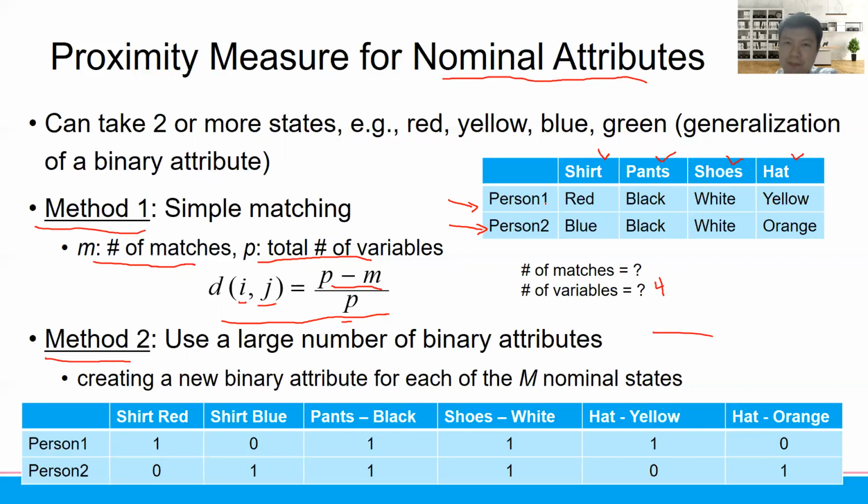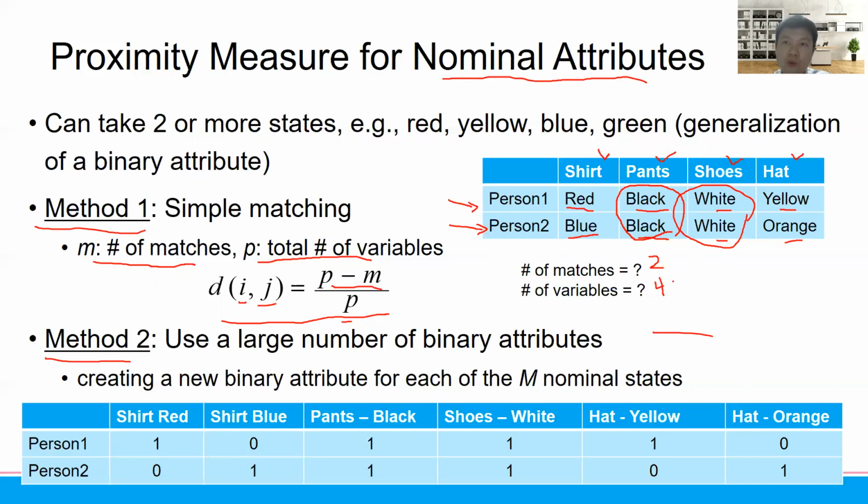Okay, let's see. Person 1 used a red shirt and person 2 used a blue shirt, so it's not the same. Okay, how about pants? Person 1 used black pants and person 2 used black pants. Oh, okay, so they match. Okay, what about shoes? White shoes, white shoes. Okay, they match. Okay, what about hat? Yellow, orange, so they do not match. Then the number of matches equals 2.